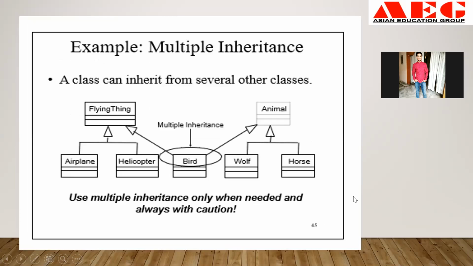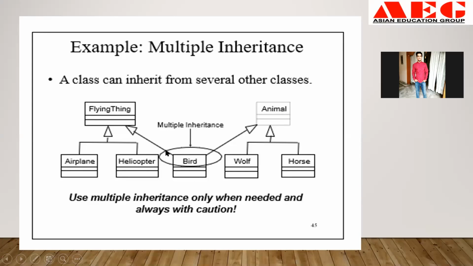If you show multiple inheritance in a UML diagram, then you have to show it like this. A class can inherit from several other classes. So airplane, helicopter, flying things, wolf and horse. These are the subclasses of the animal class, definitely.